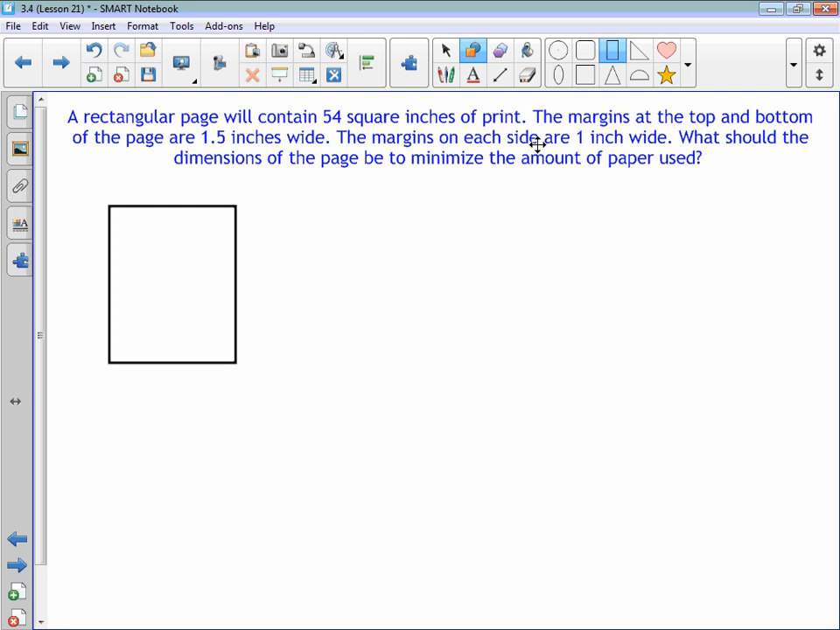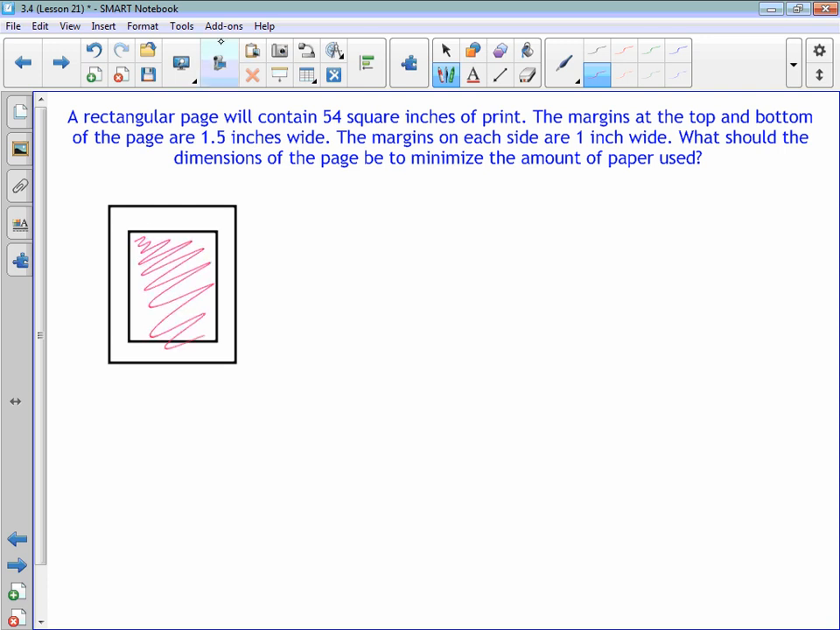Okay, now if we keep reading this, the margins at the top and bottom are 1.5 inches, and the margins on each side are 1 inch. So is the printed area in the margins? No, it's just the inside piece. So we kind of have a rectangle within a rectangle here. Okay, so the printed area, it says is 54. So that would be this area here, right? Does that make sense?